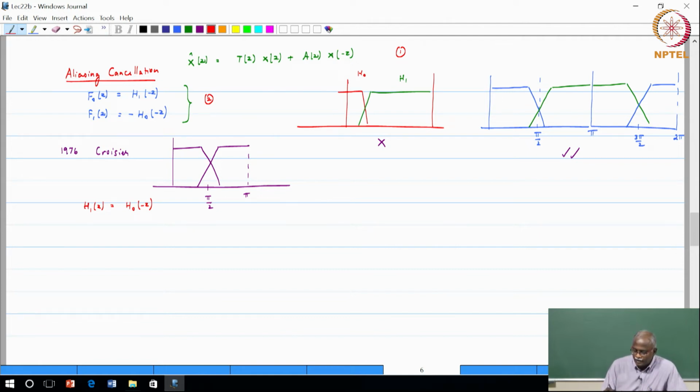By the way, pi by 2 has a name, it is called the quadrature frequency, because it is 1/4 of the sampling frequency. If you think of a mirror at the quadrature frequency, H naught and H1 are mirror images of each other, because that is what happens when you design one to be the other, and they satisfy this condition. So this, along with the other conditions, enforces a quadrature symmetry.